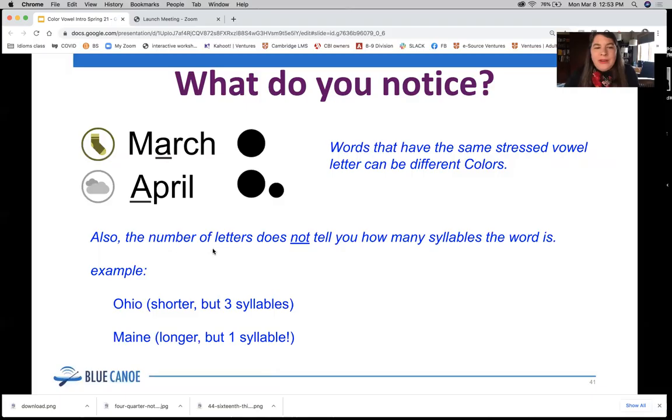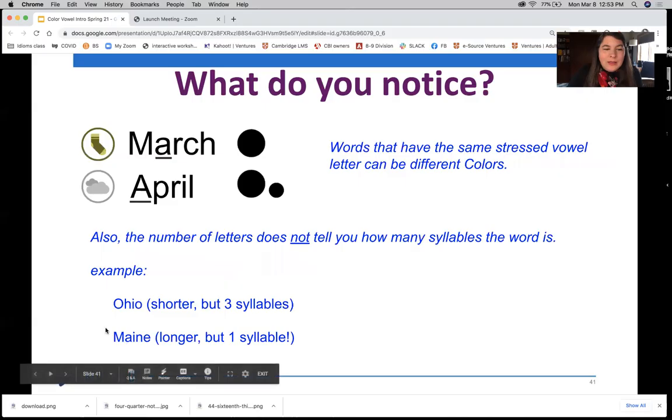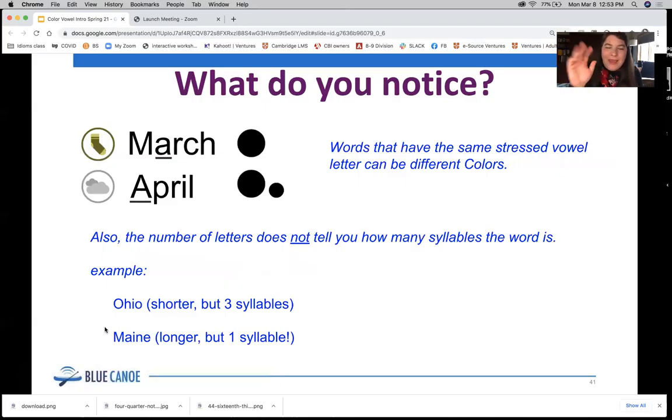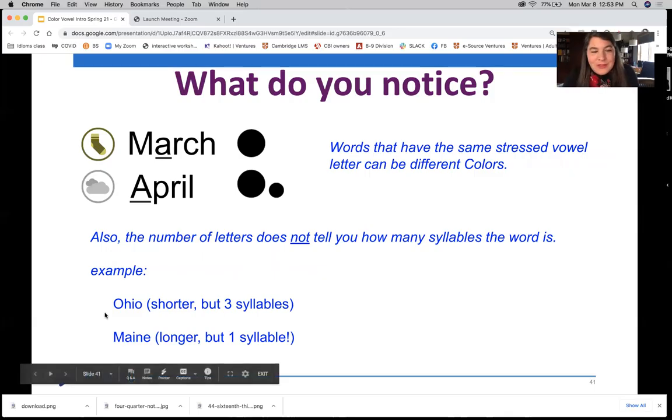One more thing. The number of letters does not tell you how many syllables the word is. What? For example, the states, Ohio, Ohio, Ohio. 3 syllables, but only 4 letters. This state here is 5 letters. Maine, 1 syllable. So these are good examples that the number of letters does not show you how long the word is.